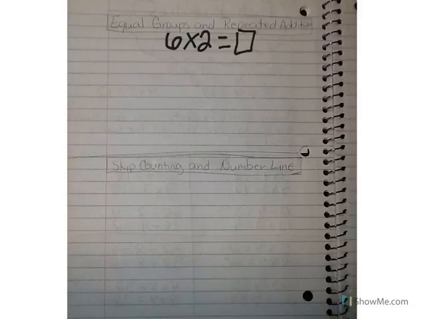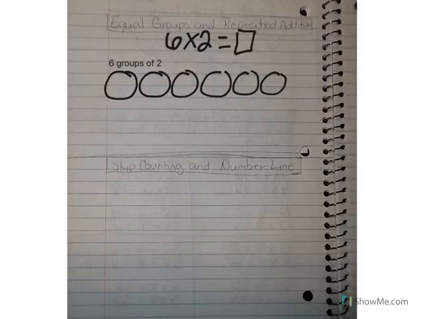Okay, you should have paused the video and filled out your sheet. Now let's verify it, check your work. If you have anything you need to change, now's the time to make changes. Okay, first of all, we should have seen that 6 times 2 means 6 groups of 2. So I should have drawn 6 groups with 2 in each group.